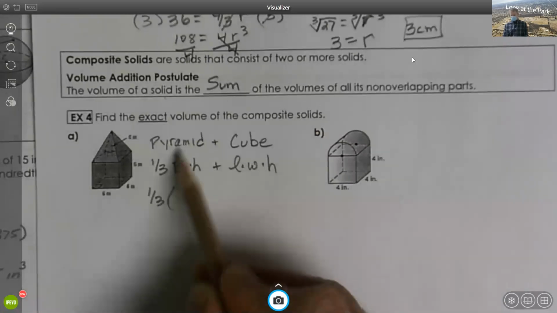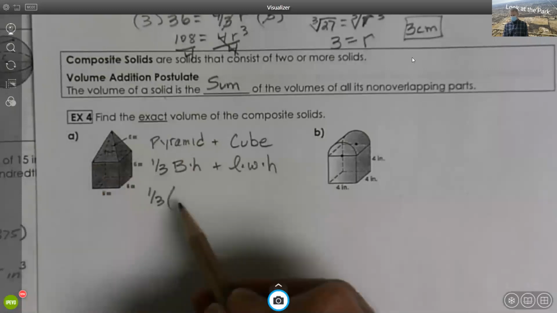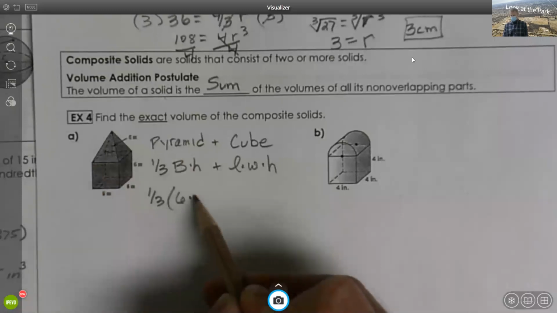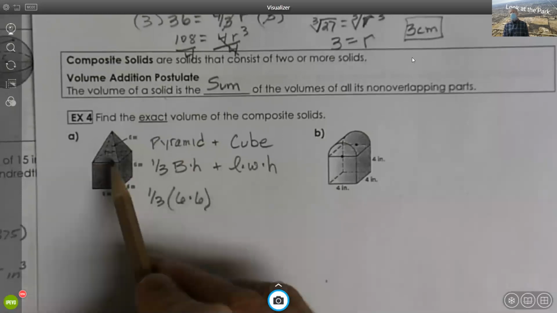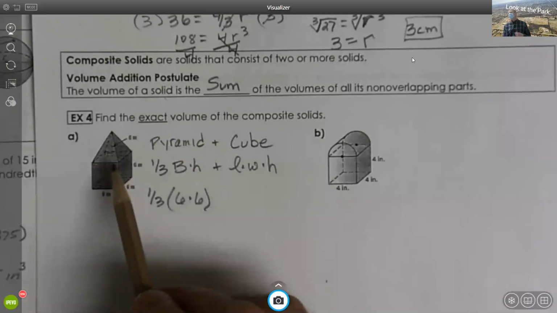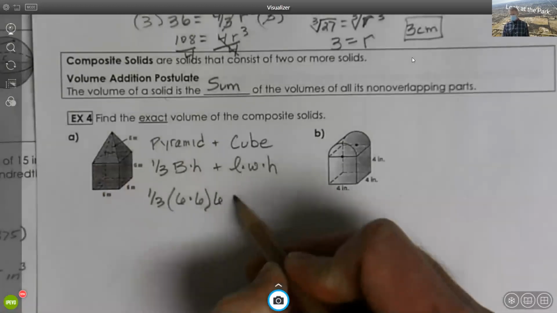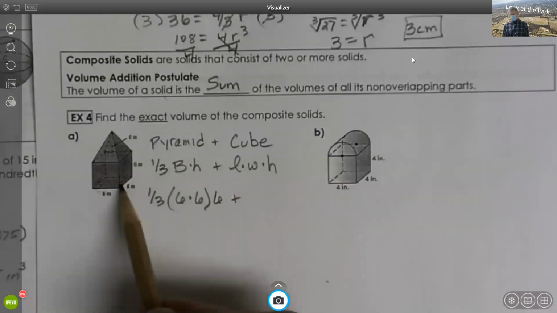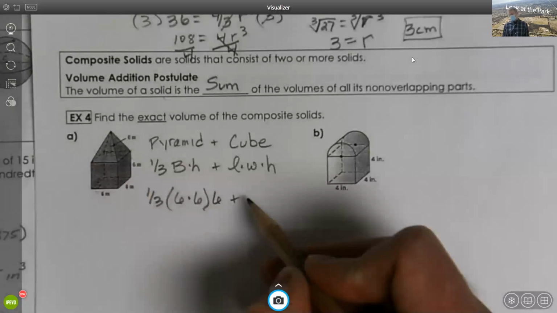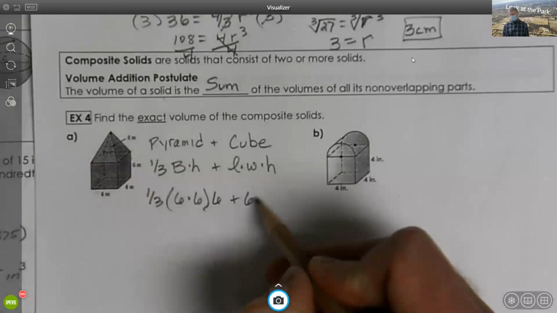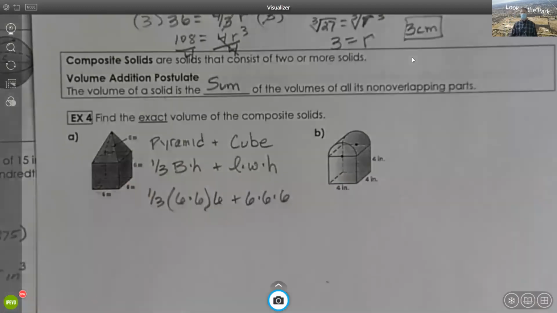So here we have 1/3 for our pyramid. That is going to be 6 by 6. And the height, now look at what they're pointing to with the height. You've got to be observant to that. They are pointing to the measurement that is straight up. So the height of this pyramid is also 6. And then the cube itself has a length times width times height, which is a base times height, the area of the total base times the height. So those are all your different calculations.